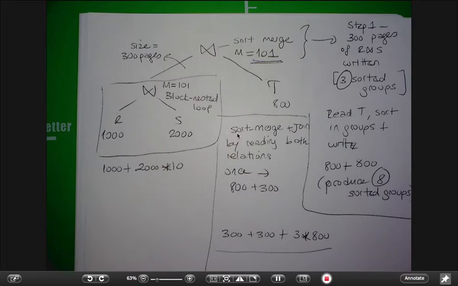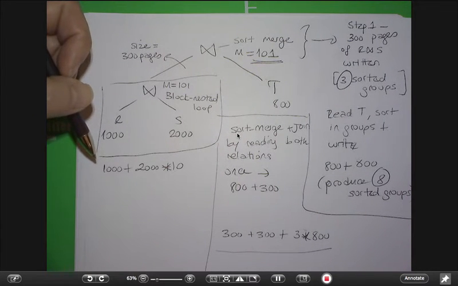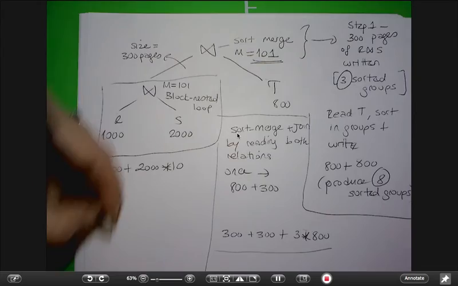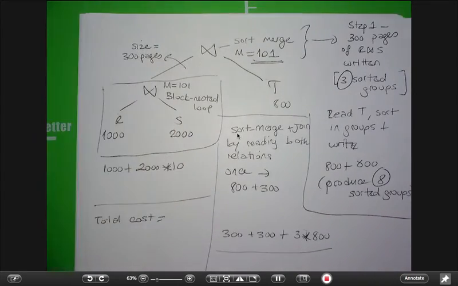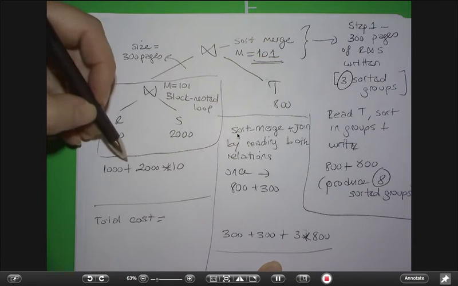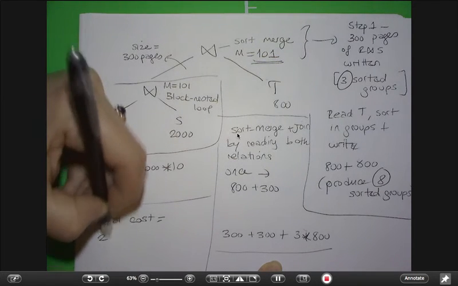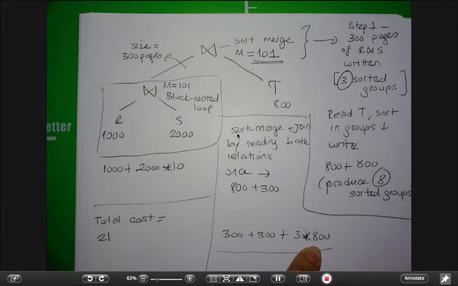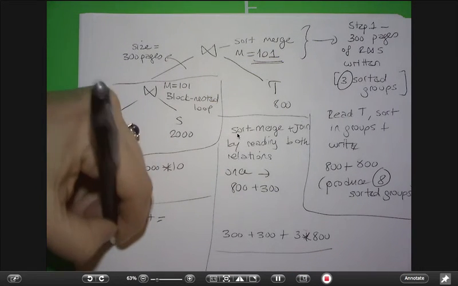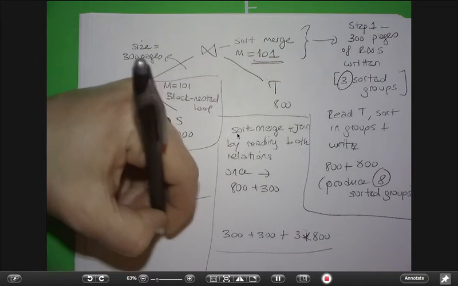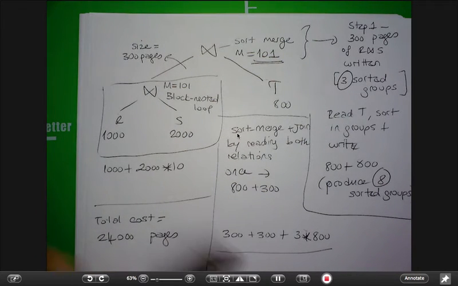But my total cost in this case is basically 3,000, and this was however much this was, right? So the total cost is, this is 20,000, 21,000, and this is 3,000, so 24,000 pages. All right, so you add these two up.